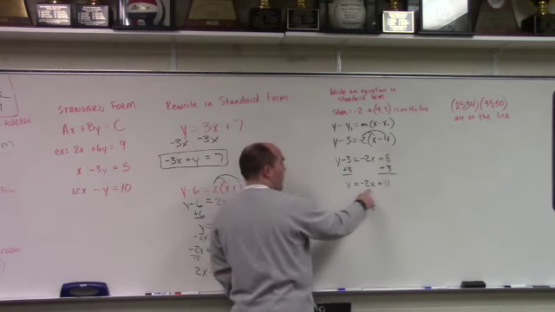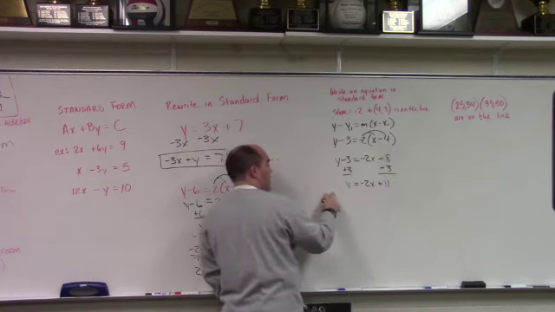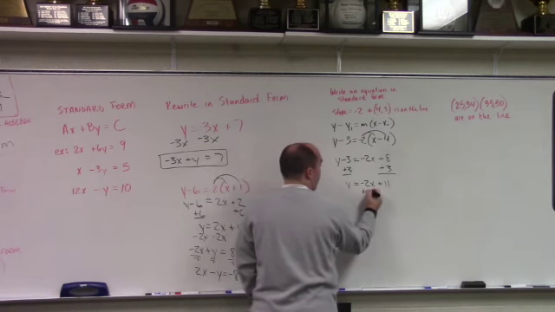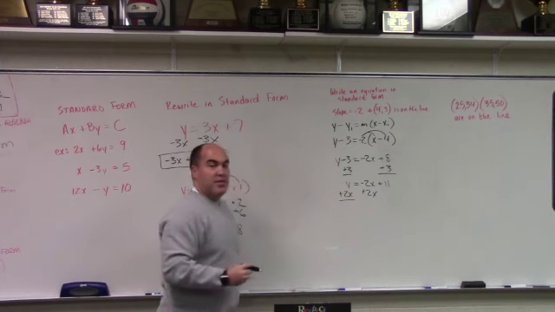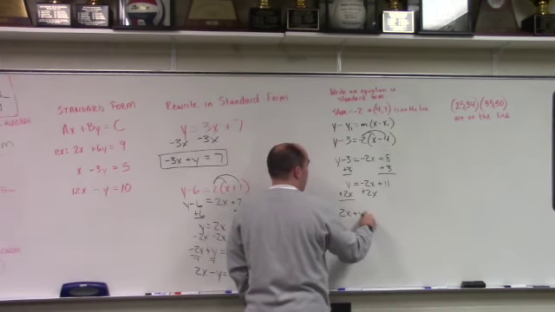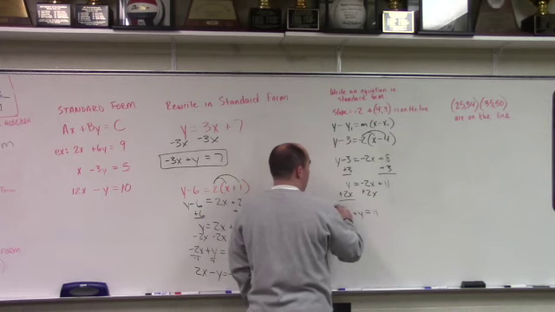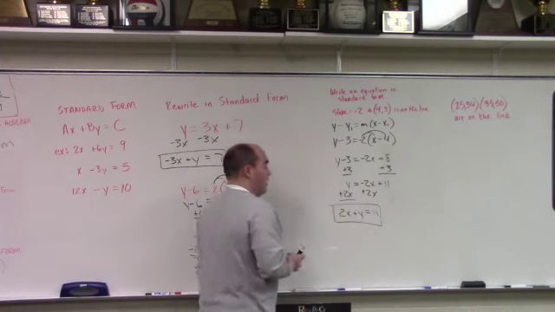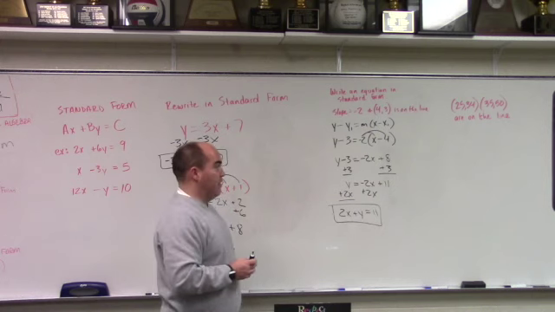And then I want to get it in standard form, so I've got to take the negative 2x and move it over here by adding it. So when I add the 2x, I'm going to have 2x plus y equals 11. So there's my equation in standard form.